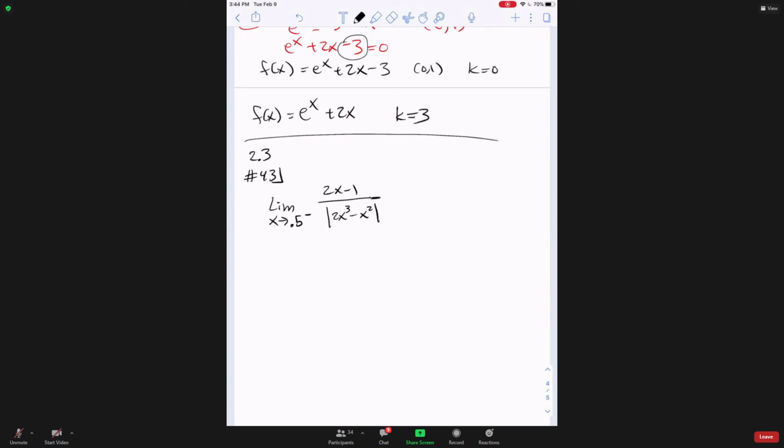So now this one is the limit as x approaches 0.5 from the left side only. This is a one-sided limit question. I'll get back to this main problem in a second, but first let's just worry about this absolute value on the bottom that is bothering us.